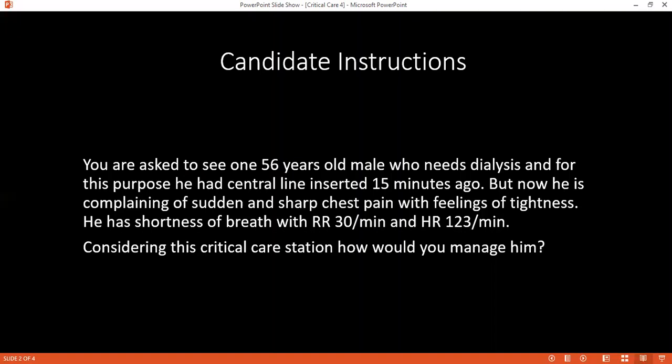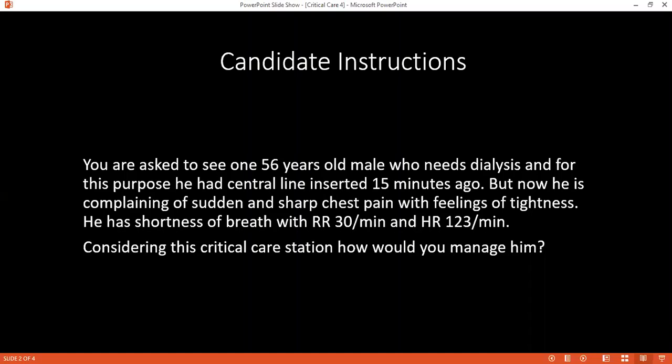Right, so if you have read and understood this critical care scenario, kindly tell me how would you manage this patient? Yes, the patient has deranged vitals, so I'm going to treat him according to the CRISP protocol. I'm going to assess the A, B, C, D, E of the patient and address them accordingly. Okay. What would be your first line of action?